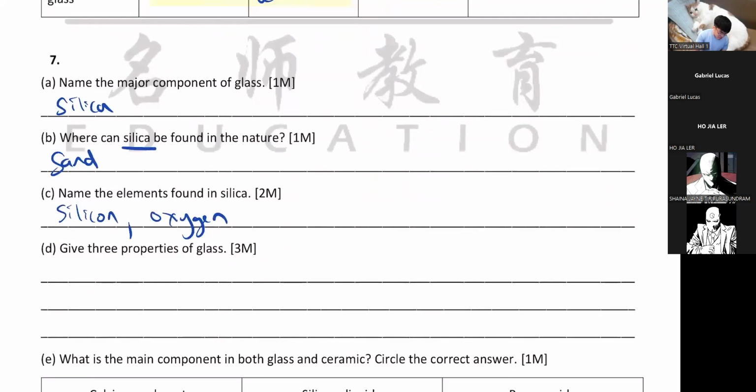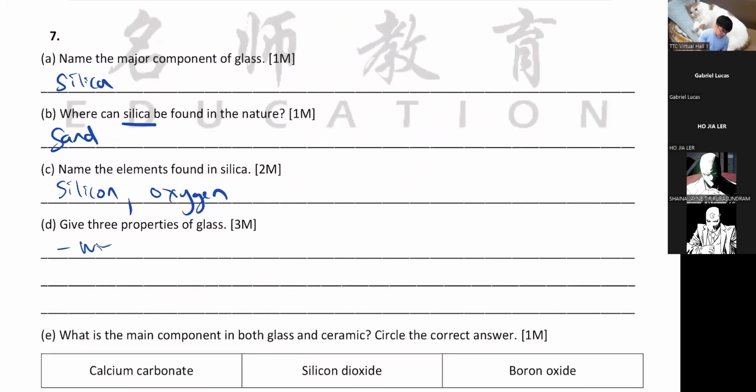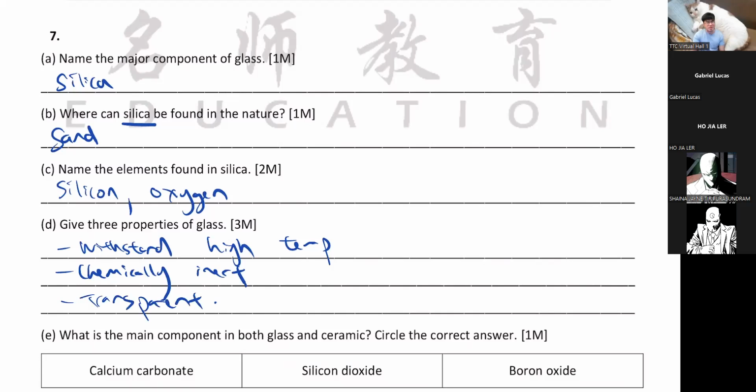So 3 properties of glass, there are so many. They can withstand high temperature. They are chemically inert, that means they won't react with any chemicals. They are transparent, among others. Pick the points you want to write.